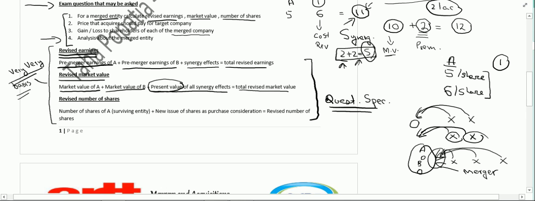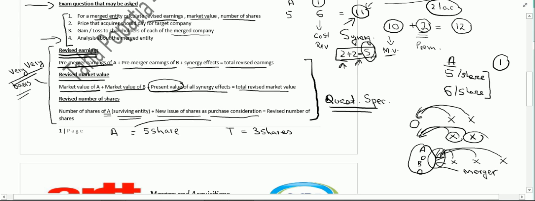The last one says revised number of shares. Number of shares of A, the surviving entity or the acquirer, plus new issue of shares as purchase consideration is equal to revised number of shares. How did this happen? Let's say A had 5 shares before acquisition, and let's say T had 3 shares before acquisition.